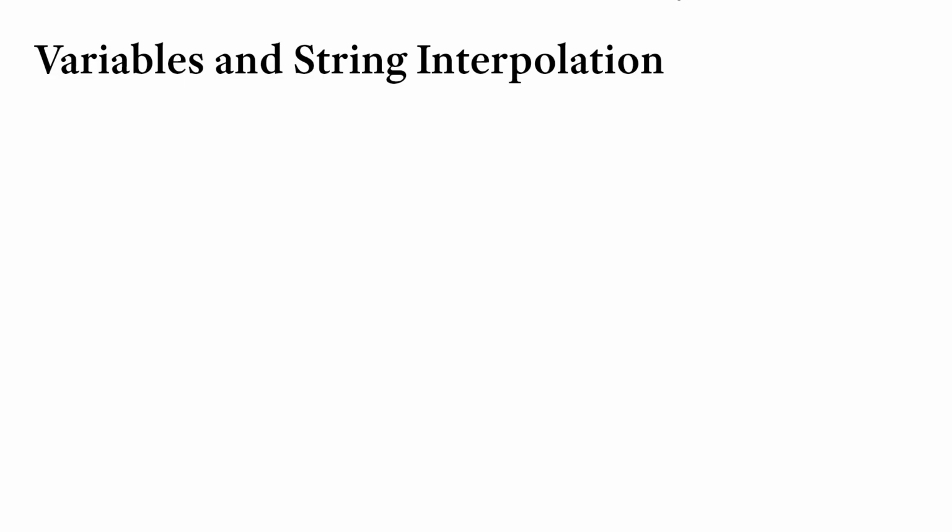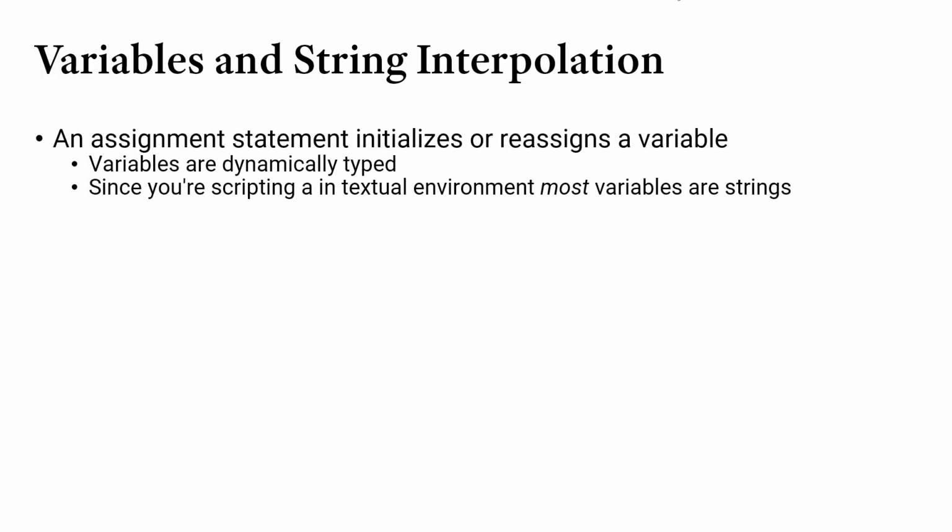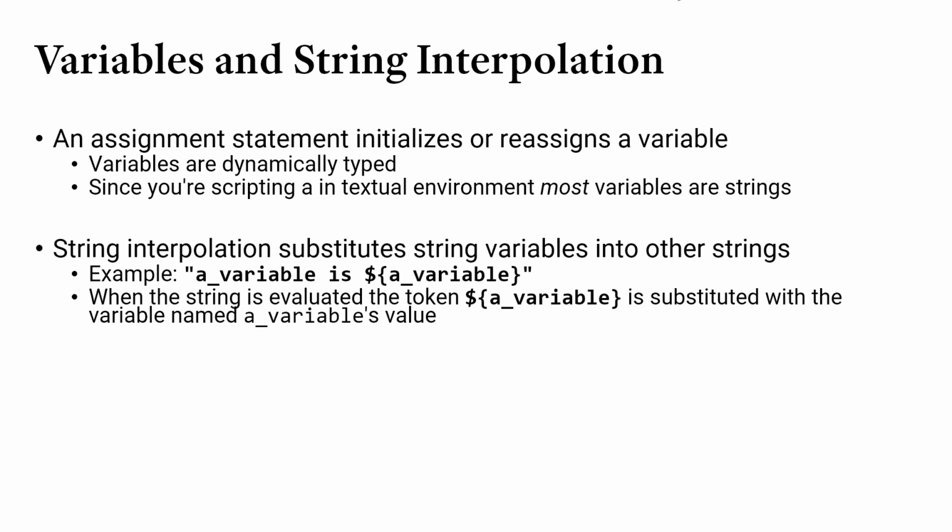So let's talk about variables and string interpolation. Anytime you make an assignment statement in a bash script, you're either initializing a variable if it's the very first time you've assigned to it, or you're reassigning a new value to it. Typically, the values that you assign to the variables that you use are going to be of type string because we're working in a textual command line interface. Textual data and string data is the most valuable that you'll wind up working with and will make up almost all of the variable usage that you'll encounter.